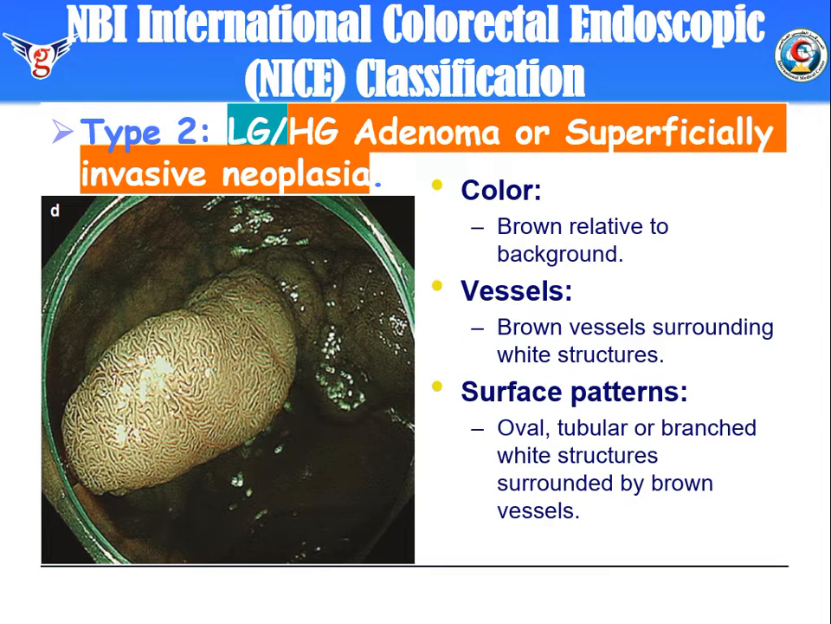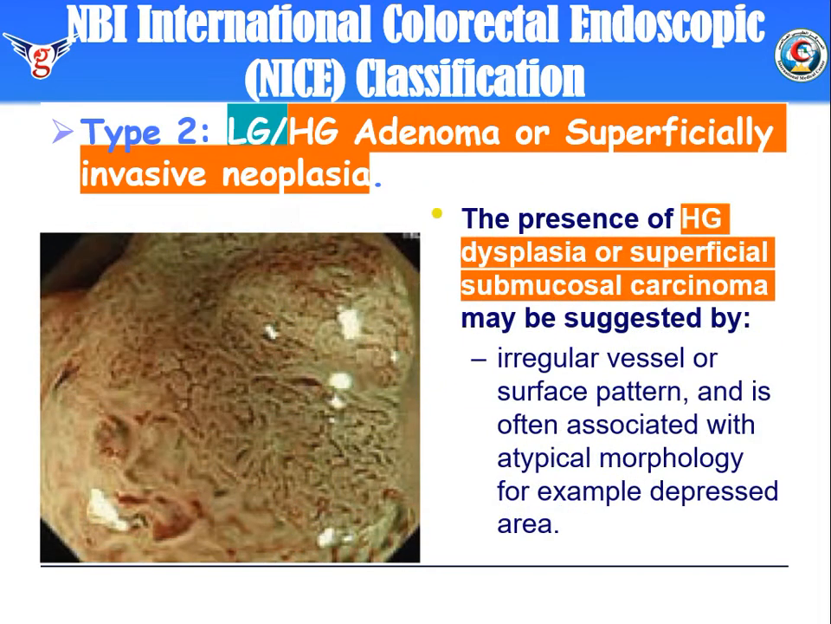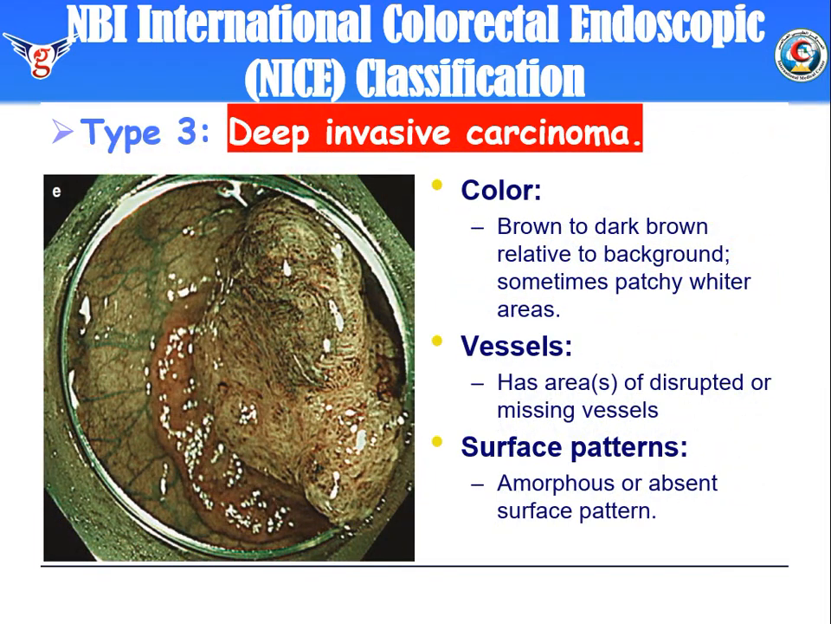invasive lesion. However, they added a note in Type 2 that the presence of high-grade adenoma or superficial submucosal carcinoma may be suggested by irregular vessel or surface pattern, and is often associated with atypical morphology, for example depressed area. That note practically differentiates Type 2 into Type 2A and Type 2B as in JNET classification. And finally Type 3, which corresponds to JNET Type 3.